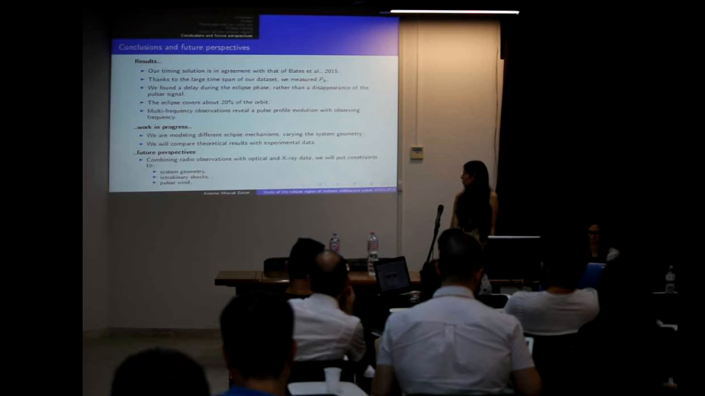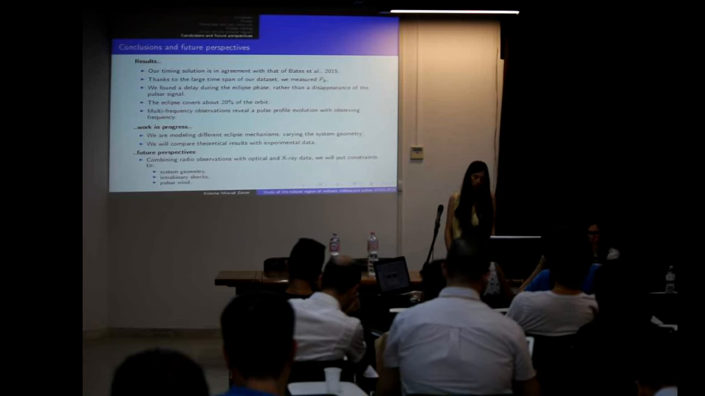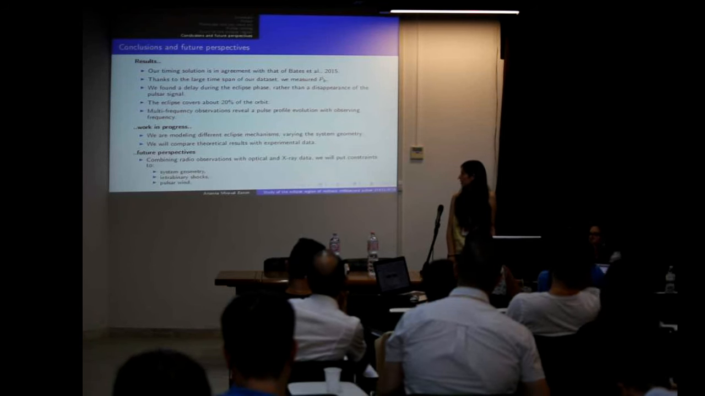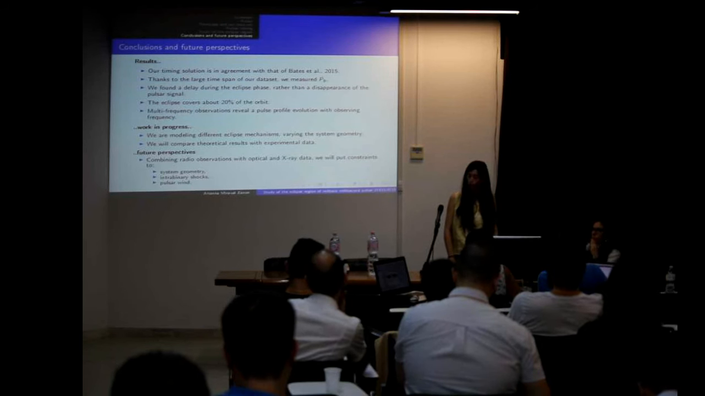In conclusion, with this work, we have obtained a timing solution that is in agreement with that of Bates et al., and we also calculate a new parameter, the derivative of the orbital period, thanks to the large time span of our dataset. We found a delay during the eclipse phase that covers about 20% of the orbit, and we found a pulse profile evolution with the observing frequency.